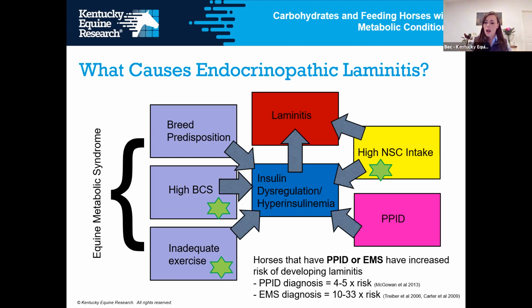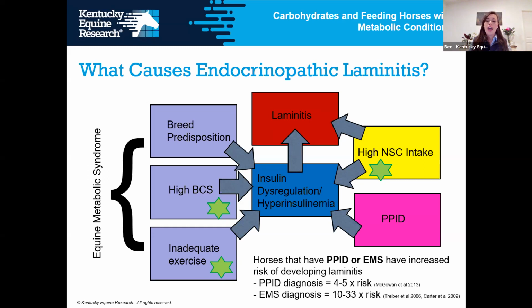So, you know, there's that high NSC content, there's PPID, or equine Cushing's disease, as a lot of people commonly refer to it. Then over on the other side here, we've got our equine metabolic syndrome type influence factors, where we do have a genetic component or a breed predisposition. We've got body fat or adiposity, so a horse with a high body condition score, and horses that are not completing adequate exercise. And we know that exercise is really, really important in insulin and glucose dynamics in the body.